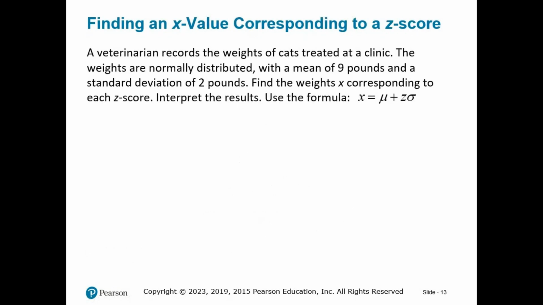A veterinarian records the weights of cats treated at a clinic. The weights are normally distributed with a mean of 9 pounds and a standard deviation of 2 pounds. Find the weights x corresponding to each score and interpret the result. Pause the video and find these values using the formula here.